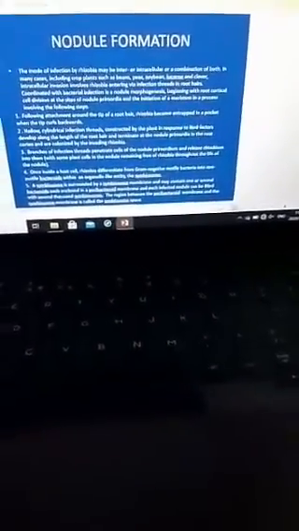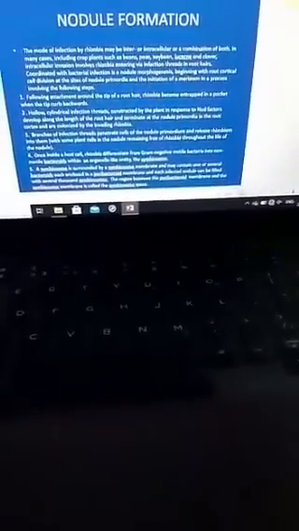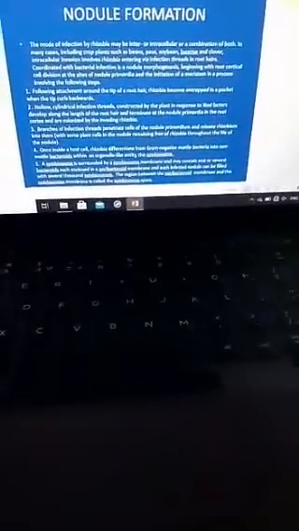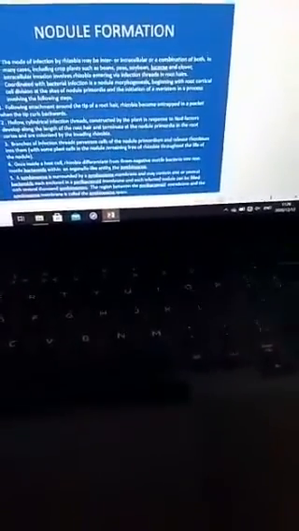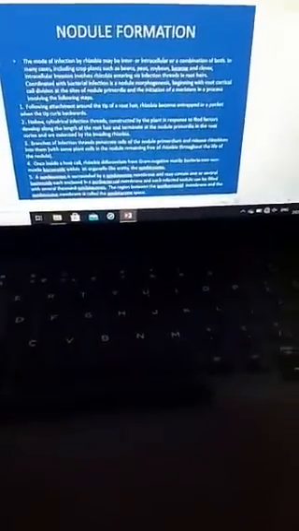This slide is also showing you how a nodule is formed, not so much different from the previous slide. Go through this. They are written in plain English. This is all about how a nodule is formed. Please go through this slide.